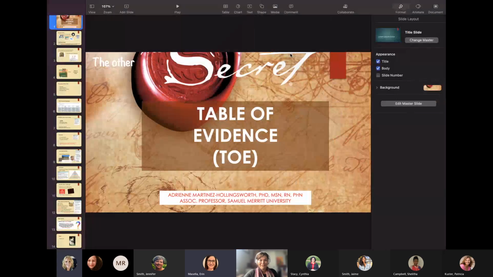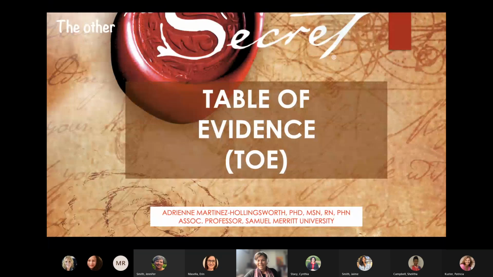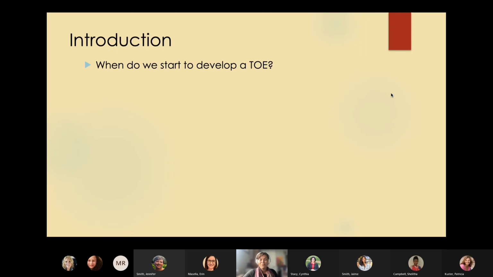Yes. Okay, perfect. So this is the presentation that I give generally for PhD students, and it's about developing a table of evidence. The way Teams is having me share right now, I can't see anyone's faces, so if you have questions or comments, feel free to interrupt me. I always like to call it the other secret because you can see how old this was. The Secret was a big book that came out. But tables of evidence are incredibly helpful, and getting them down really jump starts your research.